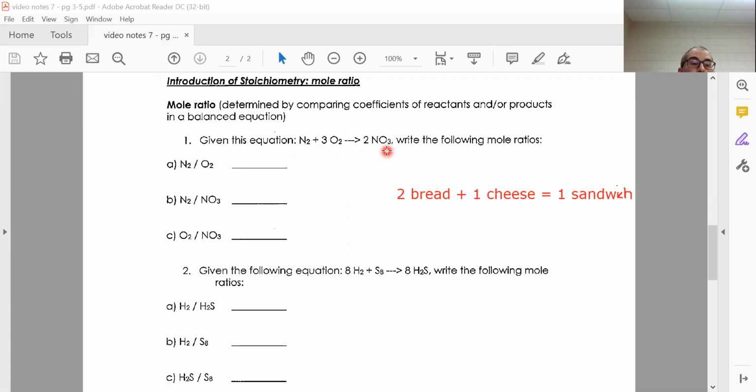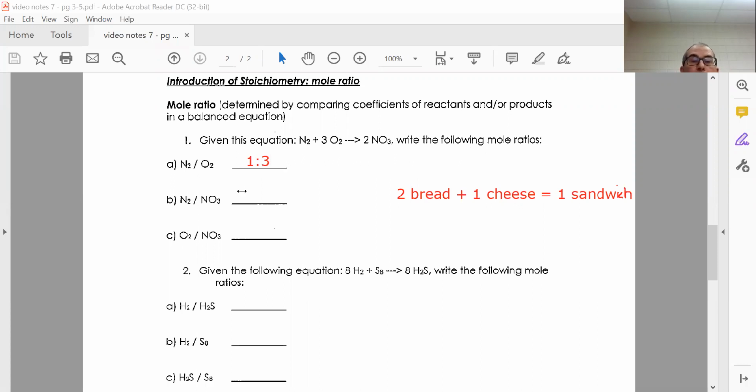So a mole ratio is actually just a ratio of the coefficients that you have in front of the molecules. If there's no number in front of N2, it's a 1, and it would be a 1 to 3 ratio for N2 to O2. So I'm just going to put that in, just putting in the coefficients. 1:3 would be my ratio.